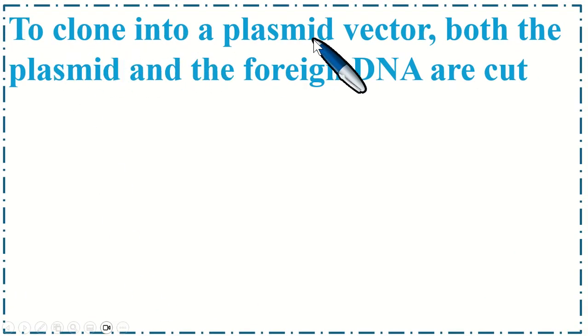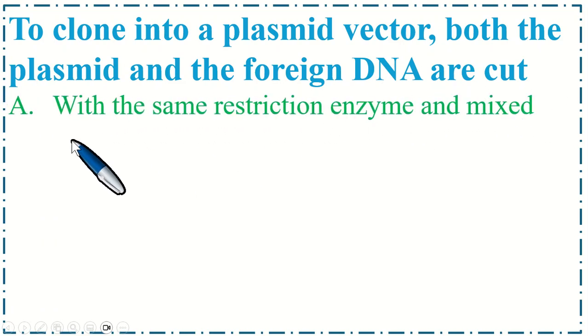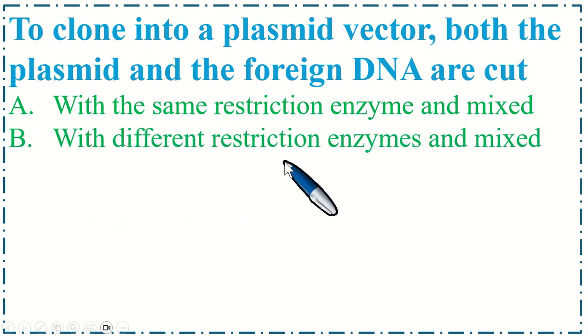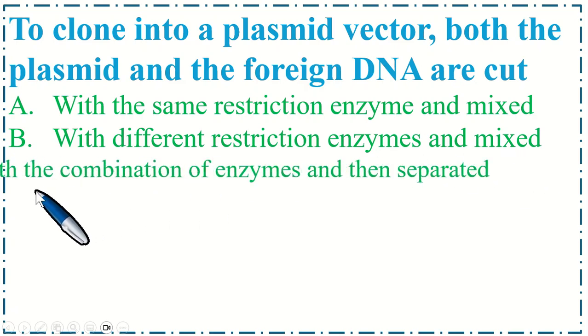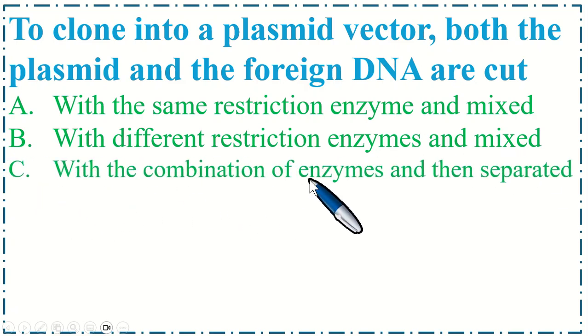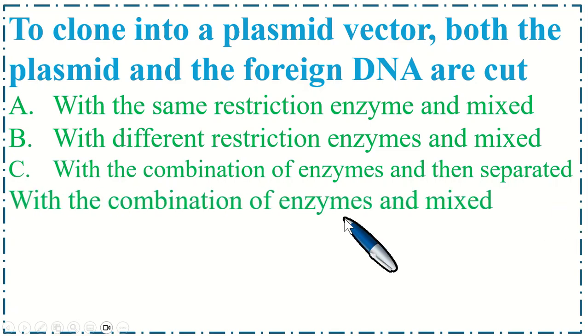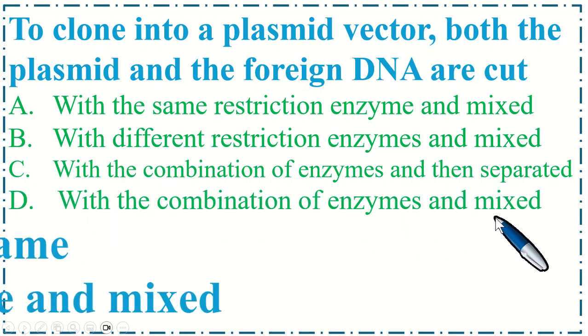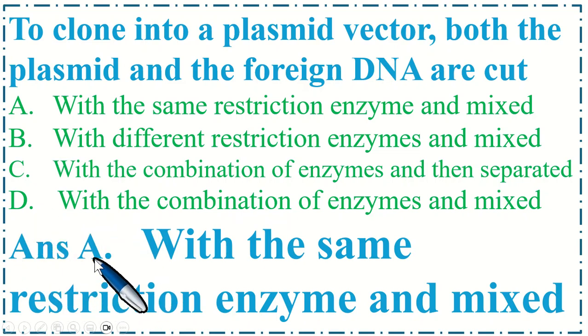To clone into a plasmid vector, both the plasmid and the foreign DNA are cut. Option A with the same restriction enzyme and mixed, B with different restriction enzymes and mixed, C with the combination of enzyme and then separated, option D with the combination of enzyme and mixed. So the correct option is A, with the same restriction enzyme and mixed.